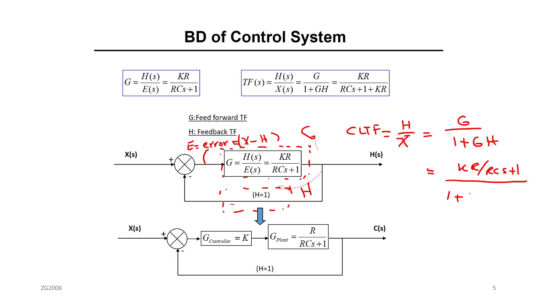Plus, or 1 plus G, again, KR over RCS plus 1 times H, which is 1. If you derive this equation, okay, you must get this one. It will be the same, okay? I don't want to waste your time, but you can do it, and you should get the same. That means this is proven to be correct. All right? This is for understanding, okay?